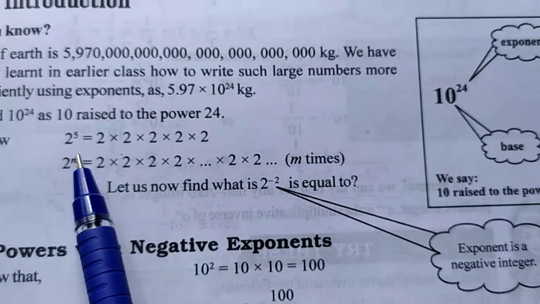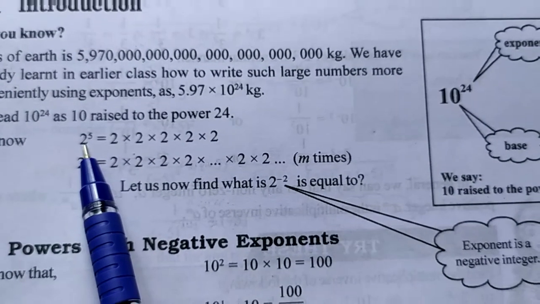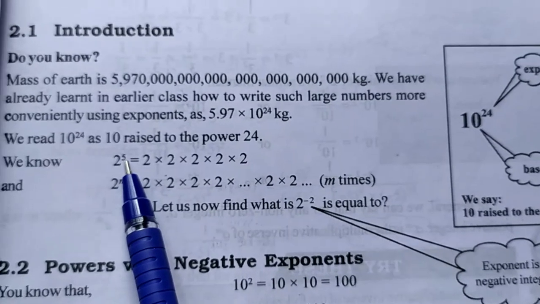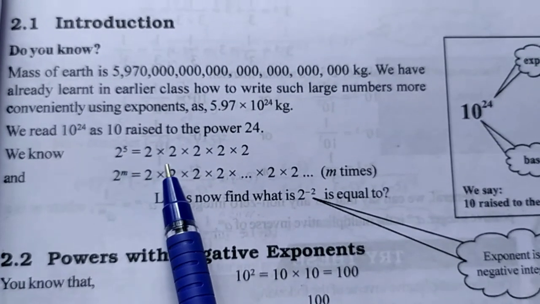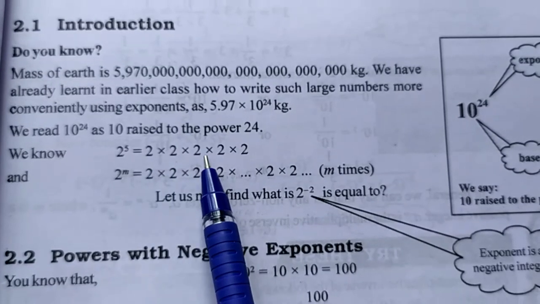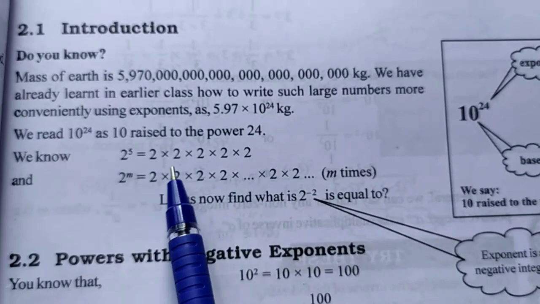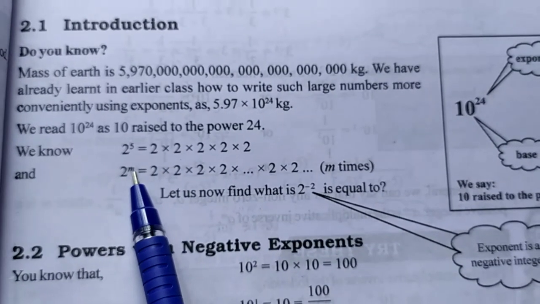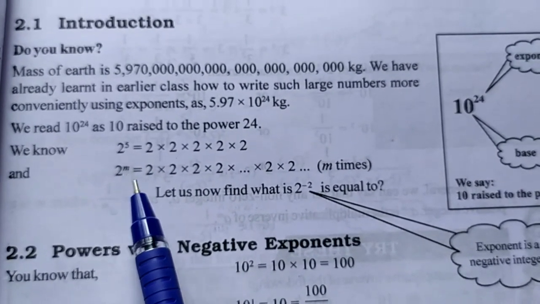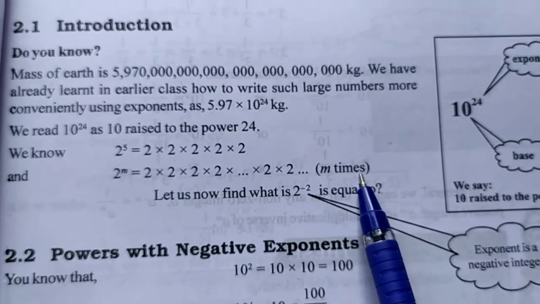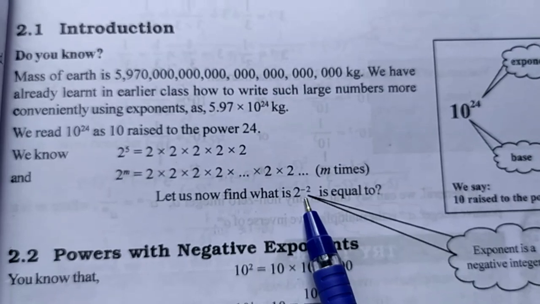Some more examples are here. 2 raised to the power, or you can directly say 2 to the power 5. Here they have written it in the expanded form, that is 2 into 2 into 2 into 2 into 2. So 5 times they have written. Like that, if I take 2 to the power m, then we have to write it up to m times.